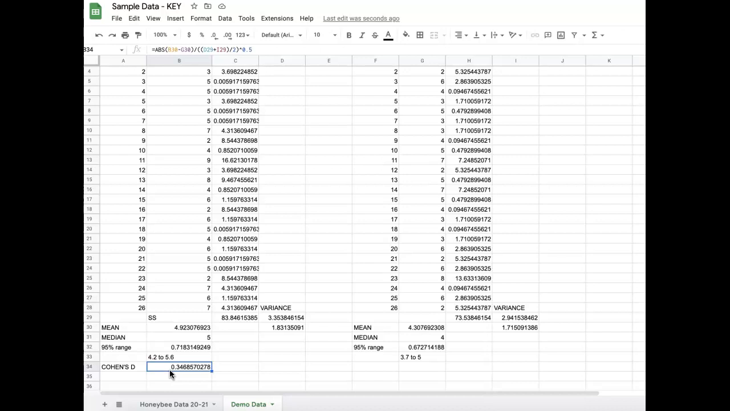So I want you to go ahead and calculate your Cohen's d for the output per colony, those pounds per colony, and see what you get for a Cohen's d value.